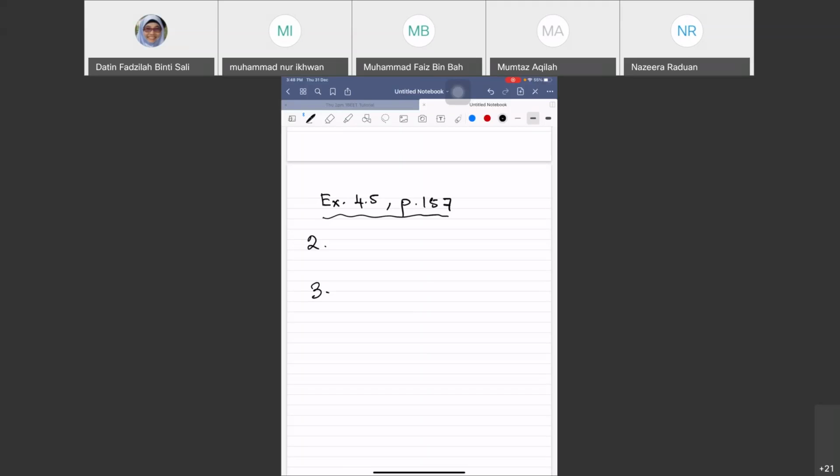Okay, try questions 2 and 3 for exercise 4.5. Question 2 is where you are given rectangular coordinates, so you just want to change to polar, and vice versa. Question 3, you are given polar coordinates, and you are to change to xy. So you need the conversion formula.